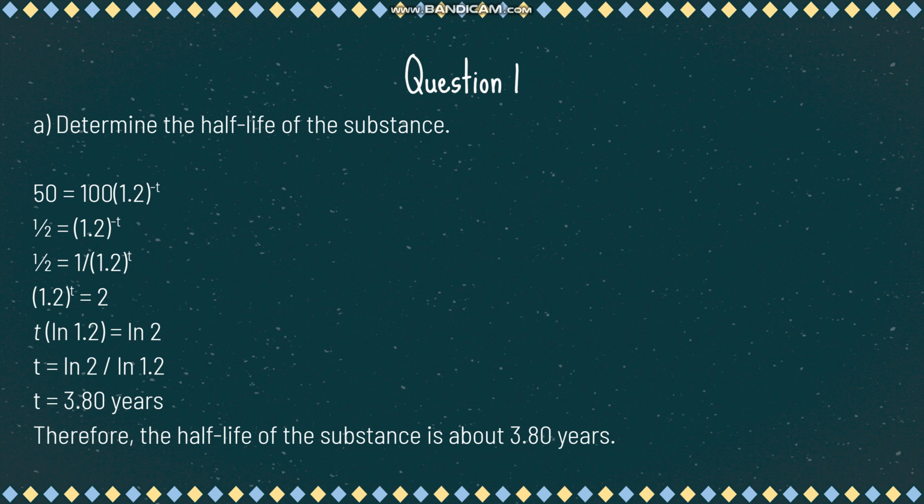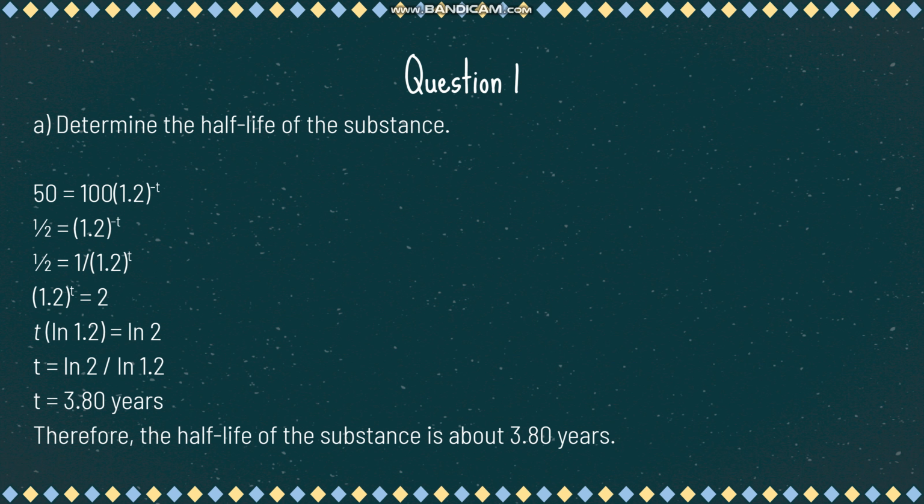So half-life is basically half of the initial amount. The initial amount is 100. So 100 divided by 2 is 50. So we set 50 equal to the equation. So the equation is 50 equals 100 times 1.2 to the power of negative t. We can bring 100 over to the 50 side and it becomes 1 divided by 2. And then on the right side, 1.2 to the power of negative t, we get 1 divided by 1.2 to the power of t.